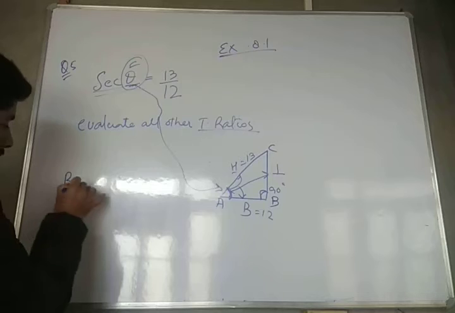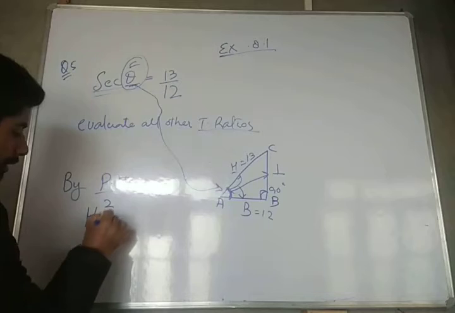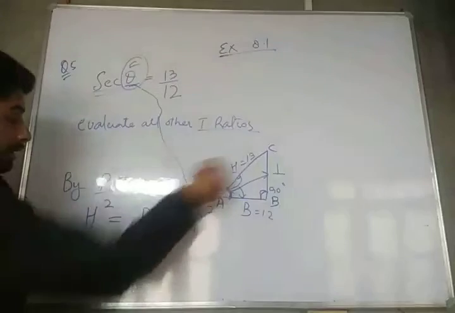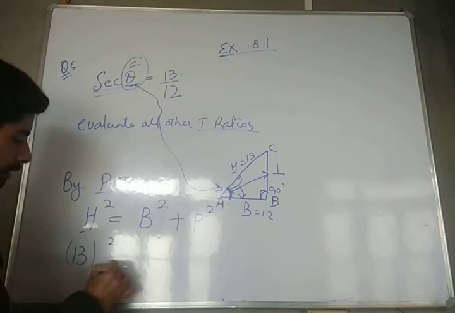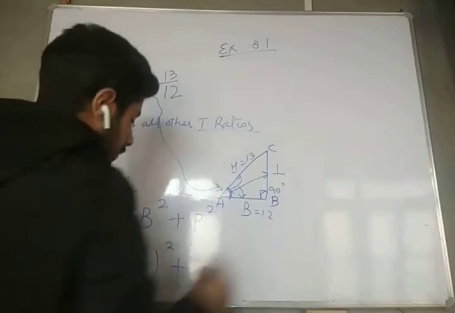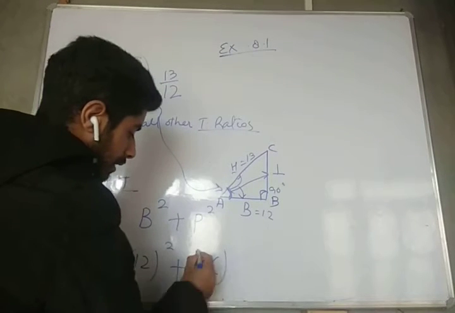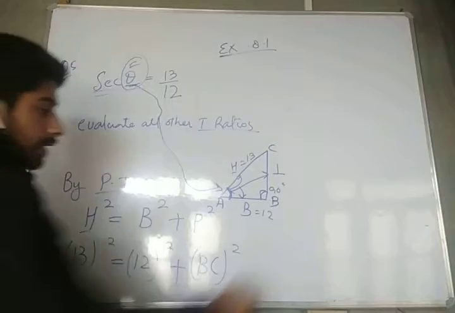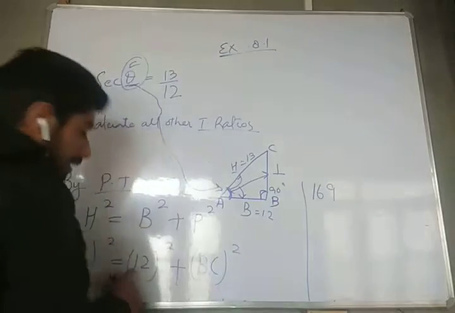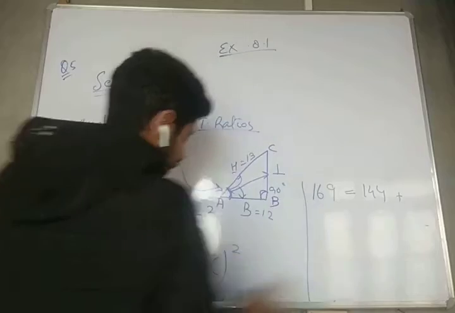See, by PT, Pythagorean theorem, in this triangle ABC, we know hypotenuse square is equal to base square plus perpendicular square. Hypotenuse is given, it is 13. So 13 square is equal to base square, base is 12, so 12 square plus this perpendicular square. This perpendicular we don't know, and this is BC. So BC square we have to calculate. This 13 square is 169. It is equal to 12 square, and 12 square is 144, plus this BC square.